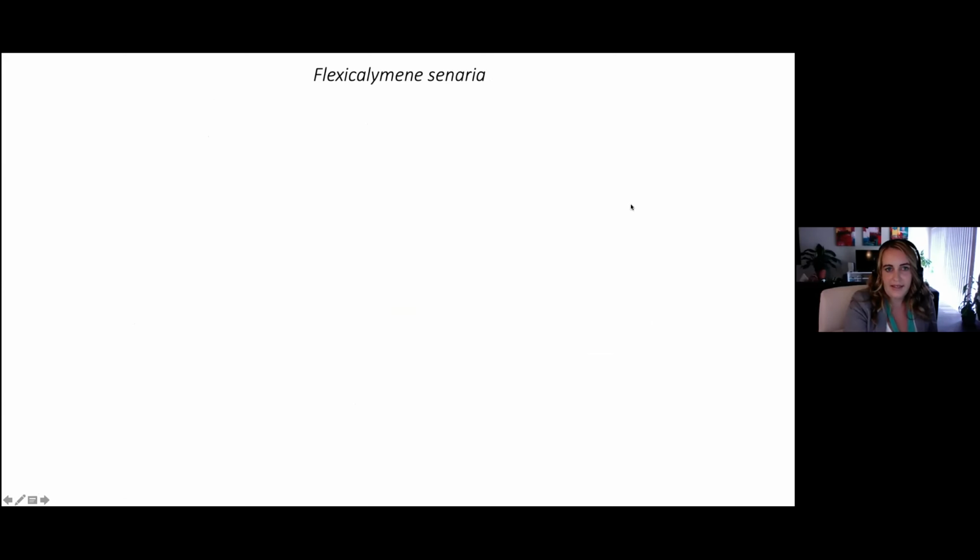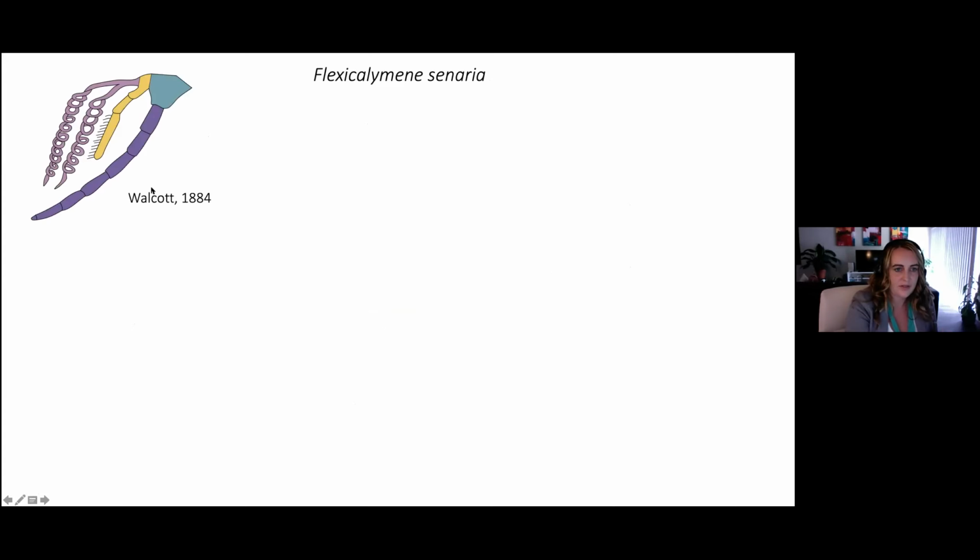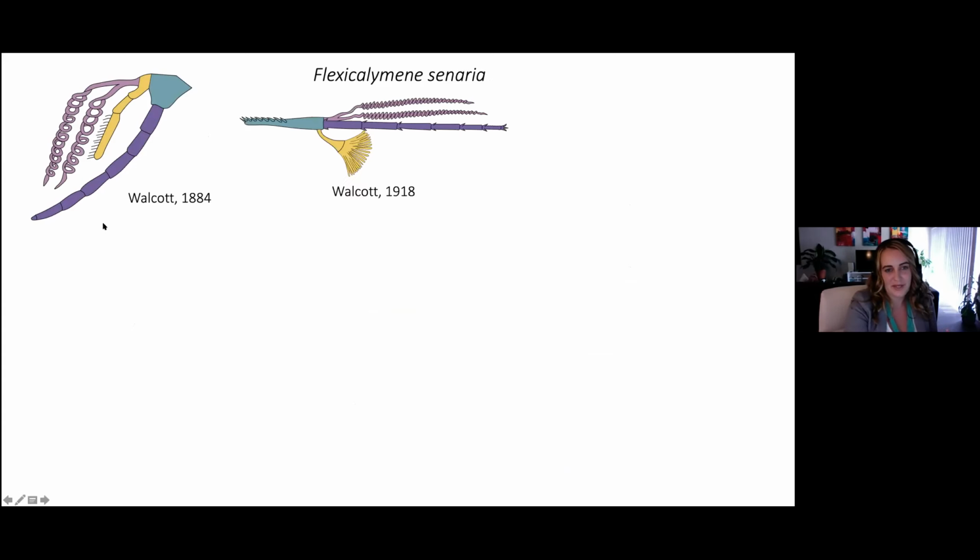If we look at some of the previous reconstructions of the appendages of Flexicalymene, here is Walcott's in 1884, and in addition to those structures, he had these pink spiral branchiae, which he maintained through his 1918 reconstruction, although he converted the exopod basically into a ginkgo leaf and added a gnathobase here on the protopodite. 2 years later, Raymond updated the morphology to get rid of the spiral branchiae. They are actually just artifacts from cutting through the lamellae, so it looks like a spiral. And he changed the morphology of the exopod.